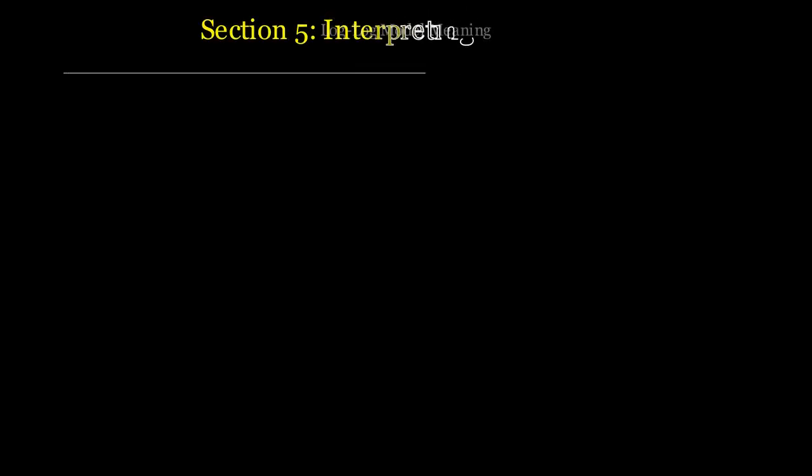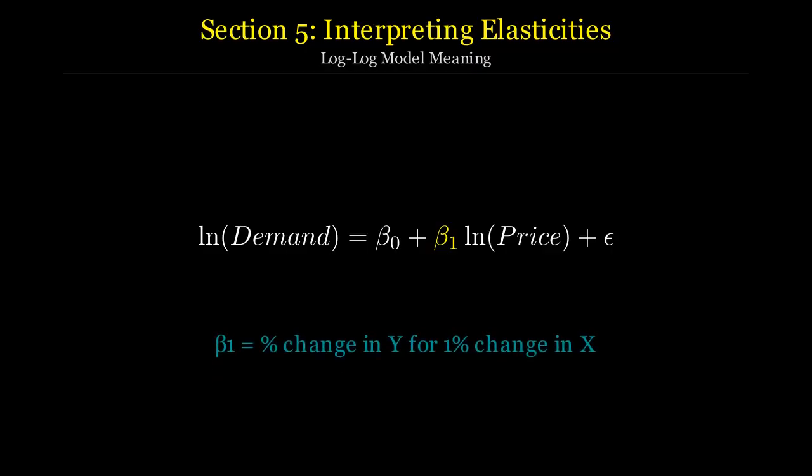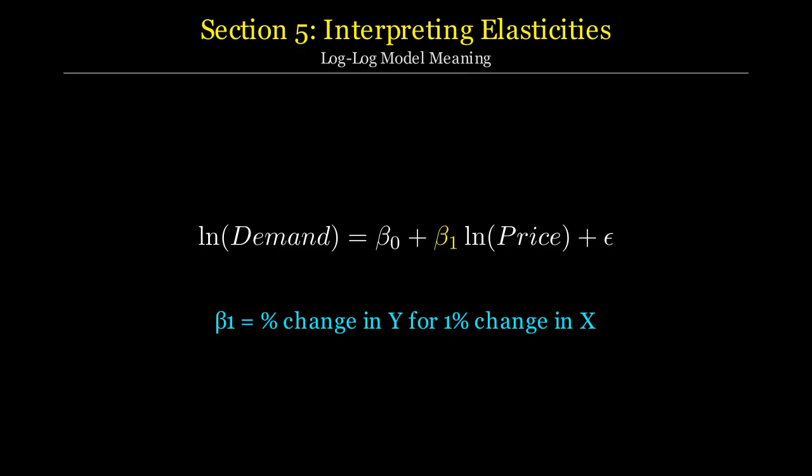Section 5. Interpreting coefficients as elasticities. In economics, we love log-log models. Why? Because if both the independent and dependent variables are logged, the coefficient tells us the elasticity. For example, if we log both price and demand, the result tells us exactly what percentage change in demand occurs for every 1% change in price.